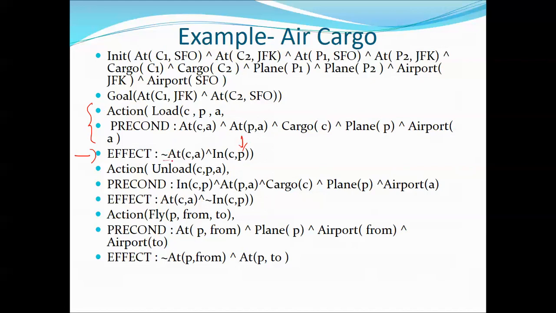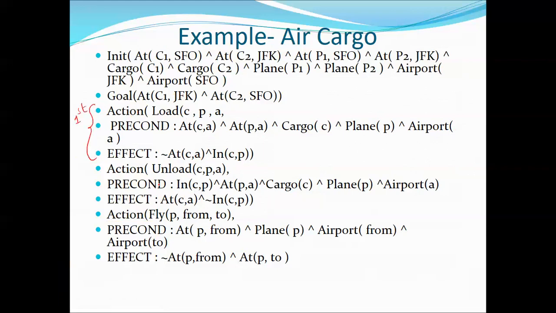Now what happens? Not at(C, A) and at(C, P). That is, cargo is not in the airport A, but cargo is in the plane P. Right? Okay, fine. So this is the first rule we want to apply.